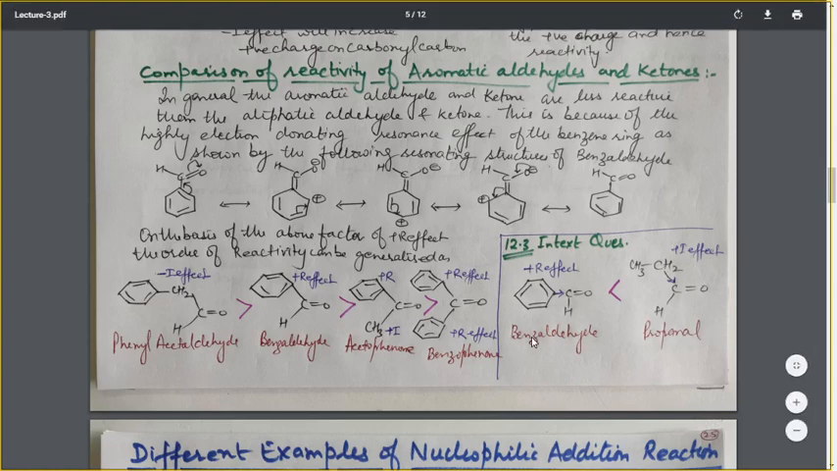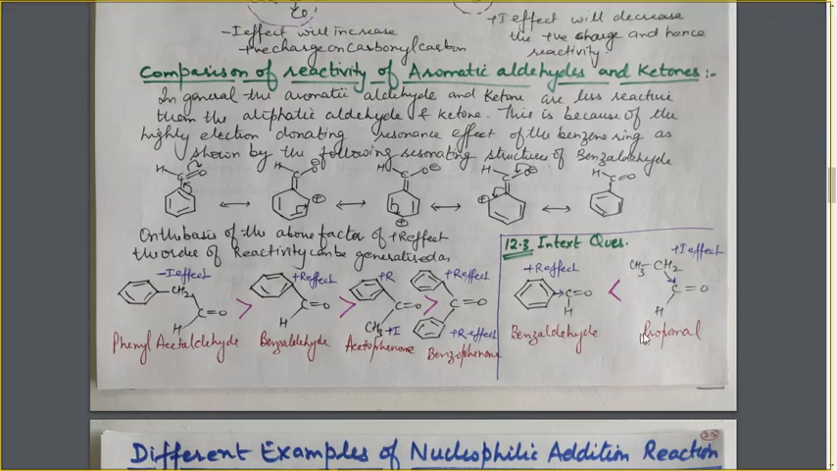As benzaldehyde is an aromatic aldehyde and propanal is an aliphatic aldehyde, benzaldehyde will be less reactive and propanal will be more reactive. In benzaldehyde there is a benzene ring, which has a +R effect, and in propanal there is an ethyl group, which has a +I effect, and the resonance effect is much stronger as compared to the +I effect. So in propanal the donation of electron density will be less, and in benzaldehyde the donation of electron density will be large. That's why propanal is more reactive as compared to benzaldehyde.